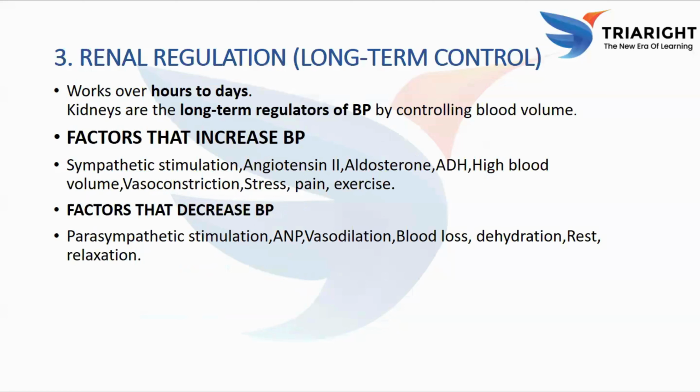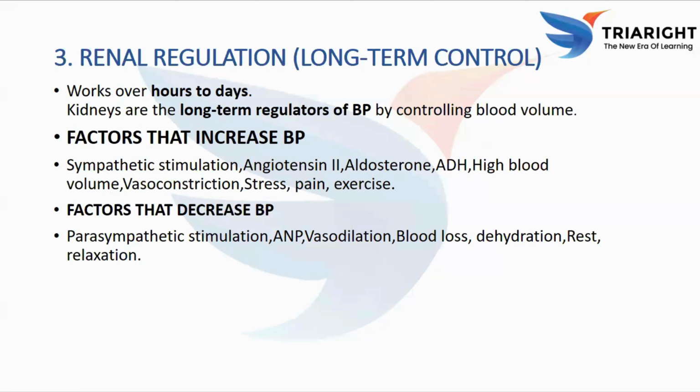So what do they do? They do this by regulating the blood volume, because more blood volume gives you higher BP and less blood volume gives you lower BP. So now, how do kidneys regulate the BP? If BP is low, kidneys retain water and sodium. So this increases the blood volume, which raises the blood pressure. If BP is high, kidneys excrete more water and you will find more sodium in the urine. So this reduces the blood volume, which lowers the BP.